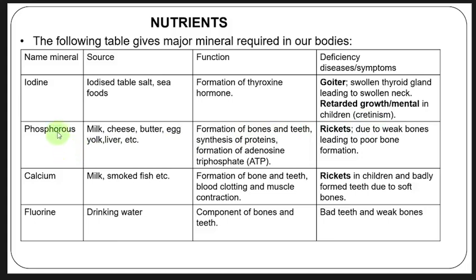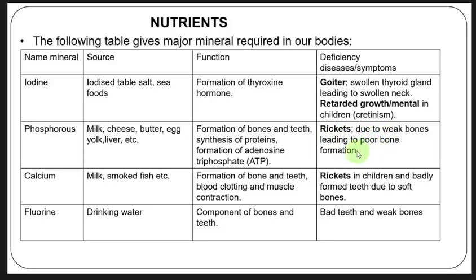So phosphorus is found in milk, cheese, butter, egg yolk, liver, etc. And its function is in the formation of bones and teeth, also in the synthesis of proteins, and also in the formation of adenosine triphosphate, ATP. And the lack of phosphorus causes rickets due to weak bones leading to poor bone formation.